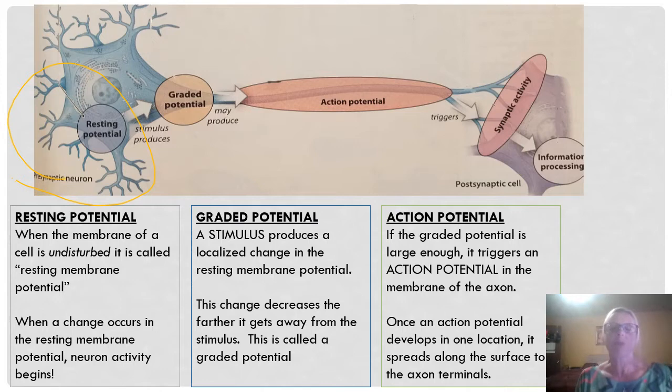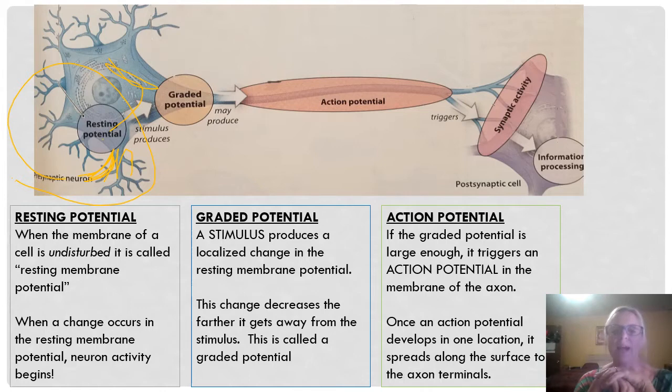Okay, and so some stimulus is going to produce a change in the dendrites, in the localized resting membrane potential. The change decreases the further away it gets from the potential, and here we call this just a graded potential. Okay, an action potential is when the graded potential reaches a threshold amount. It has to reach a certain number to have enough energy, so to speak, to make that fire.